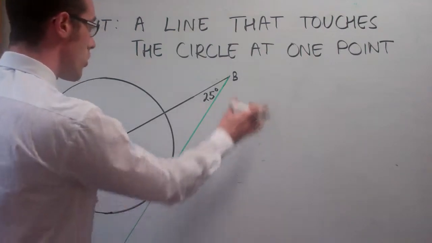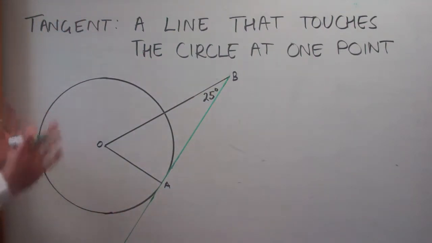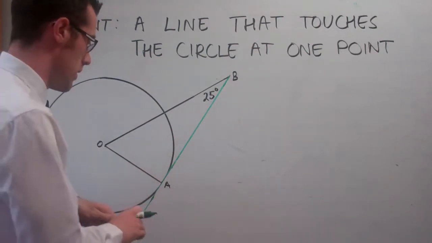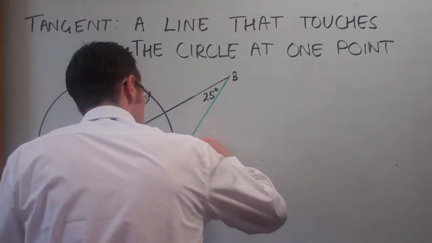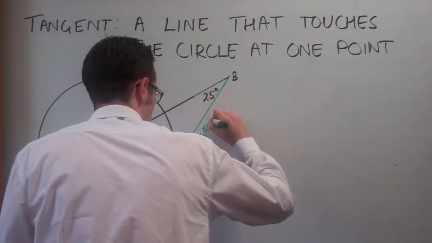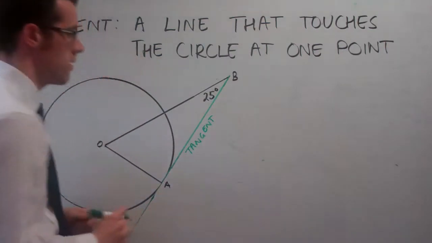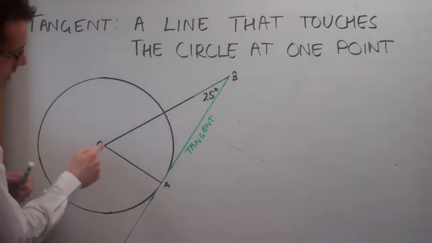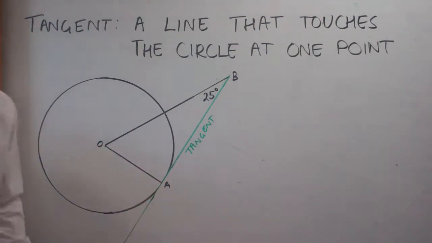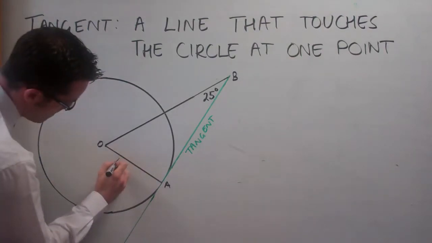If you want to pause me just now and copy this diagram into your notes jotter, then we're going to put the labels of the things on it together. So this here is our tangent. And this line here goes from the centre of the circle to the edge of the circle. We know that that is called the radius.